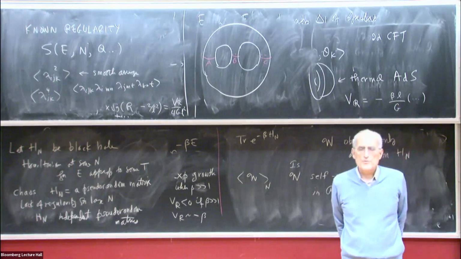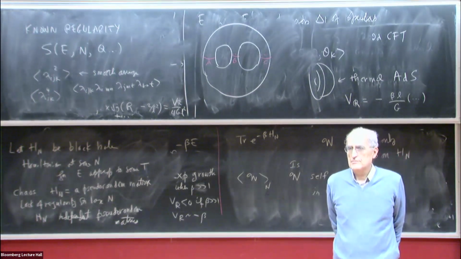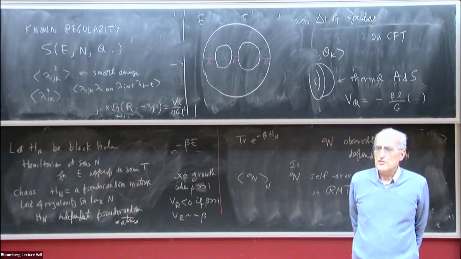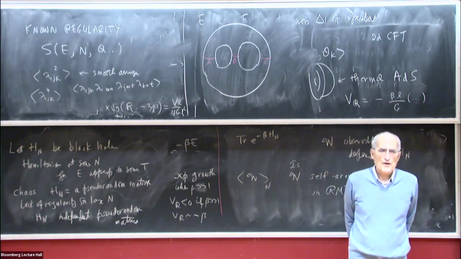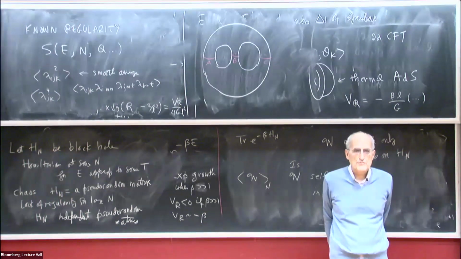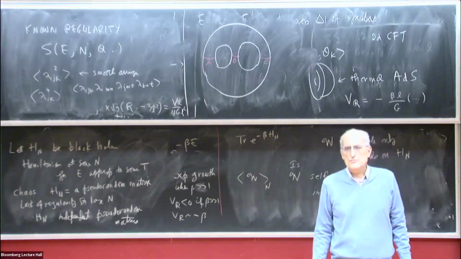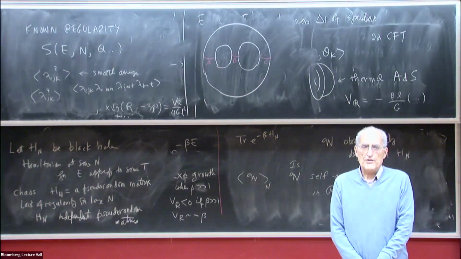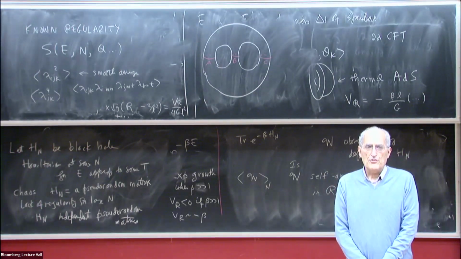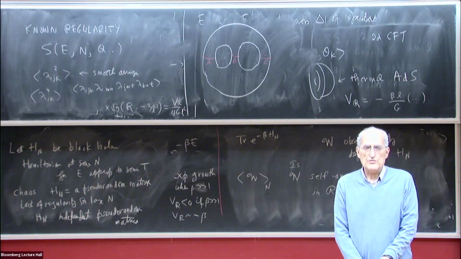Suppose, on the other hand, W isn't self-averaging. Well, if W isn't self-averaging, we definitely can't calculate it with the gravitational path integral with any known method. So, therefore, the observables we can calculate with known methods are the ones that are self-averaging in random matrix theory. That's the basic reason gravity is connected to random matrix theory.